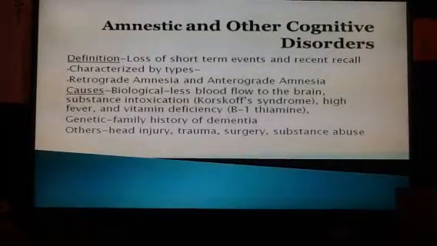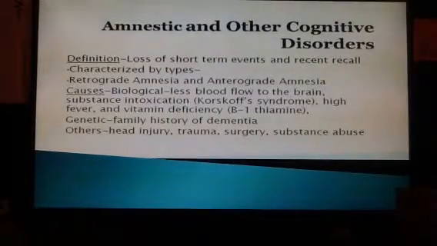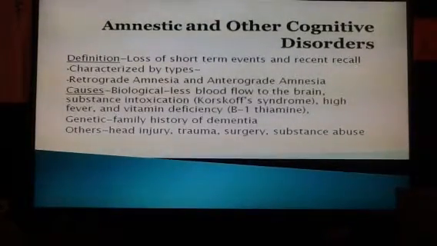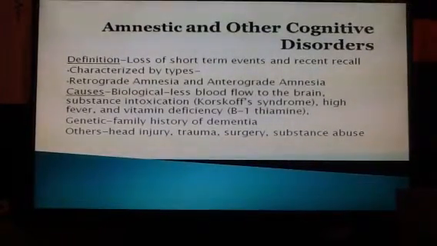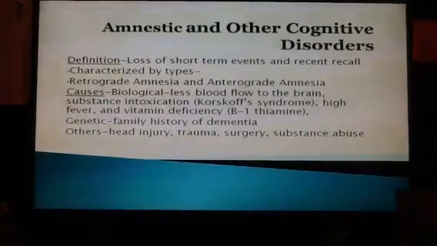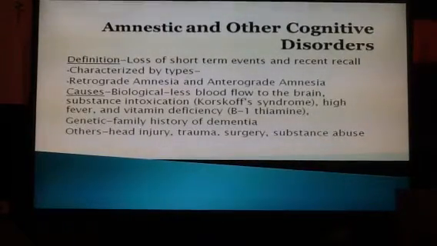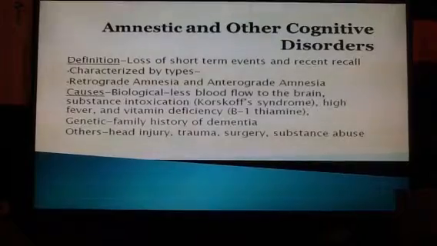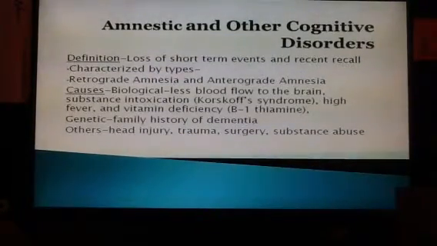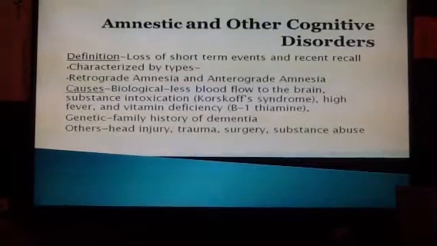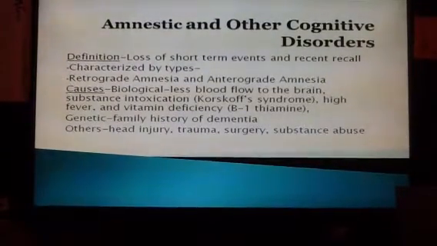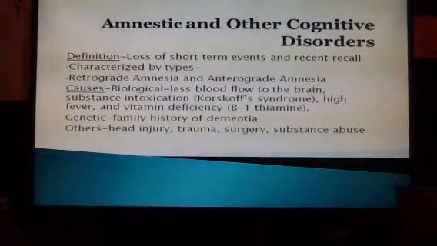Amnestic and other cognitive disorders. The definition is loss of short-term events and recent recall, characterized by types: retrograde amnesia and anterograde amnesia. Causes: biological, as in less blood flow to the brain, the substance intoxication, as Korsakoff's syndrome, high fever, and vitamin deficiency, B1 thiamine. Genetic is the family history of dementia. Others would include head injury, trauma, surgery, substance abuse.